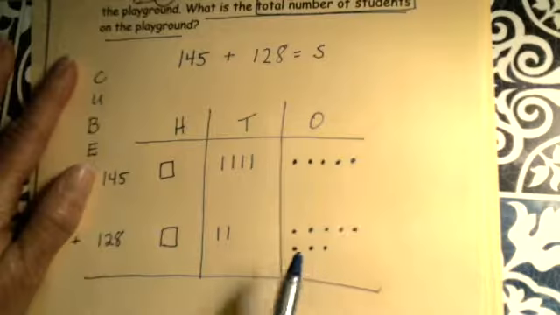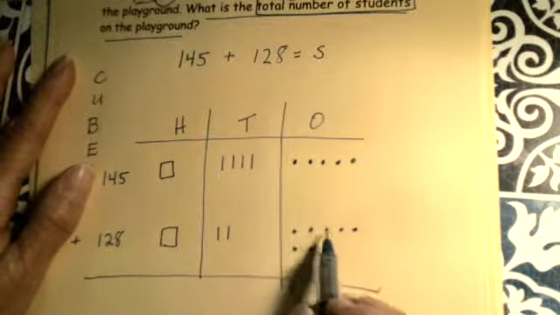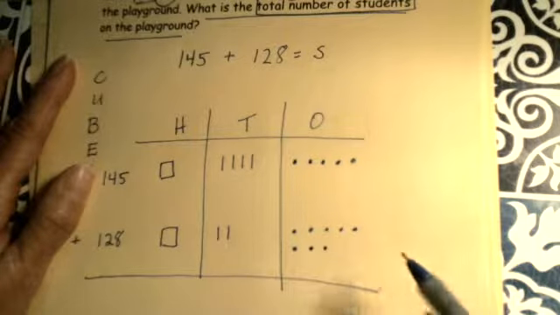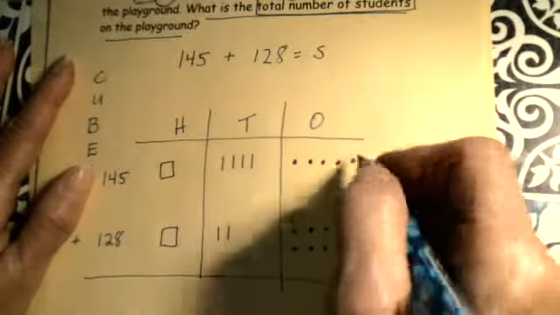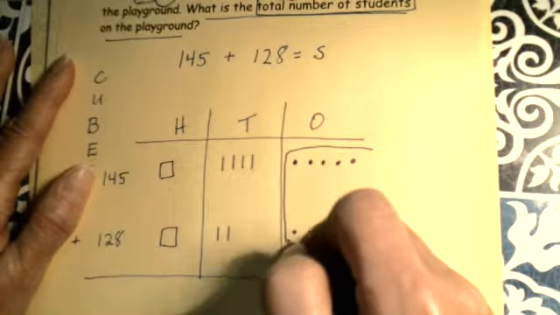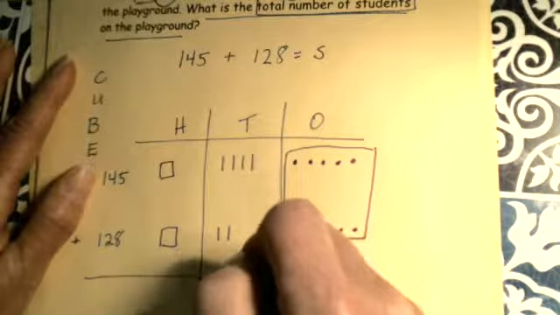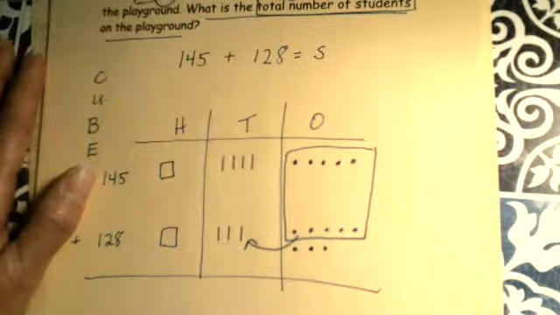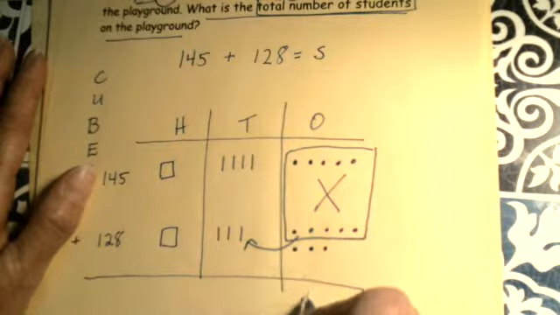All right, so I'm going to count 1, 2, 3, 4, 5, 6, 7, 8, 9, 10, 11, 12, 13. Well, I can only have up to 9 in my ones. So I'm going to bundle together 10 of them. I'm bundling them and bringing them over here to the tens column. They're not here anymore, so let's not get confused with them. We have 3 together here.